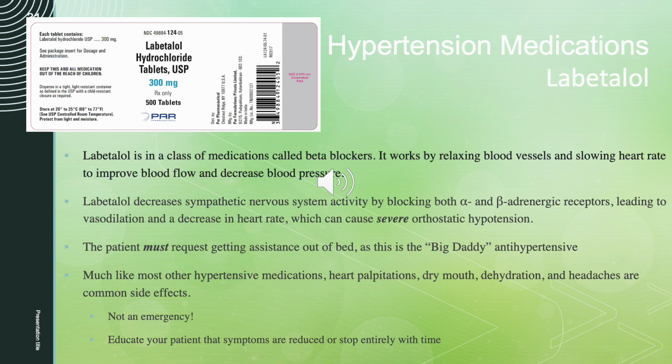Okay, now we're going to talk about my favorite antihypertensive. And yes, I don't like cardiac. And yes, I'm the lover of neuro. And for this reason alone, I'm going to talk about what I call the Big Daddy, which is labetalol. Now, labetalol is a class of medication called beta blockers. It works by relaxing blood vessels, slows the heart rate down, improves blood flow, decreases blood pressure. Okay, so we do metoprolol, and it does the same thing. So all your alols are going to do these things.